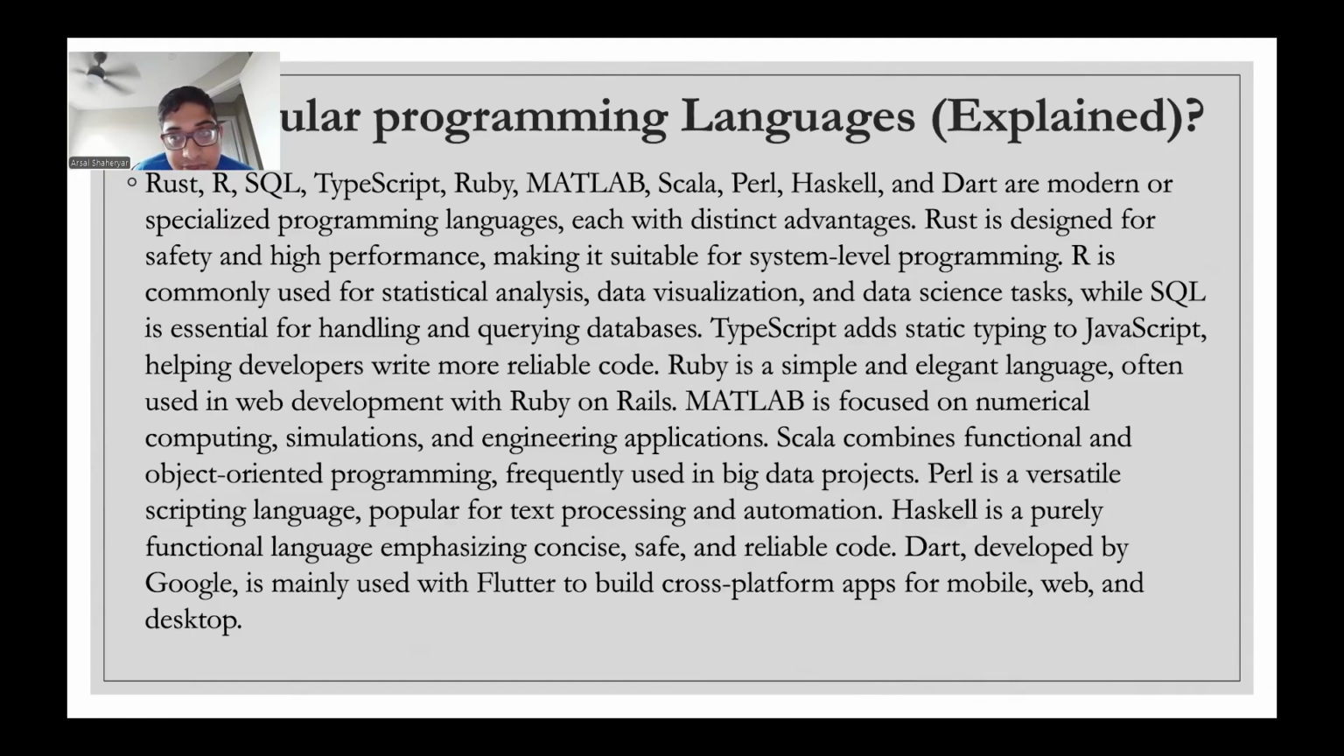Ruby is a simple and elegant language often used in web development with Ruby on Rails. MATLAB is focused on numerical computing, simulations, and engineering applications. Scala combines functional and object-oriented programming, frequently used in big data projects. Perl is a versatile scripting language, popular for text processing and automation. Haskell is a purely functional language, emphasizing concise, safe, and reliable code.